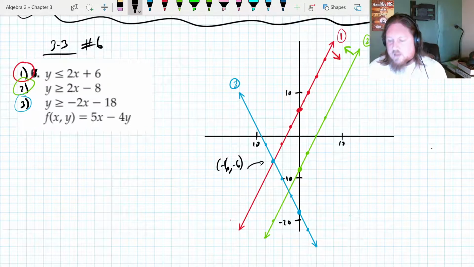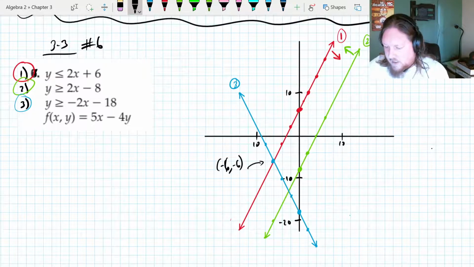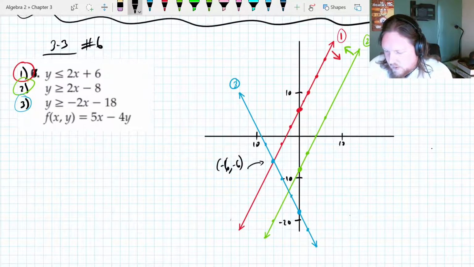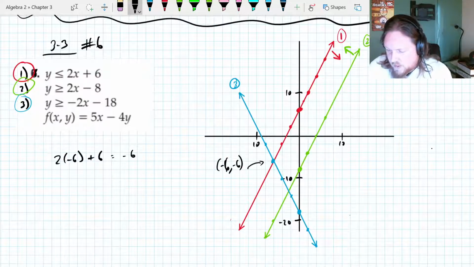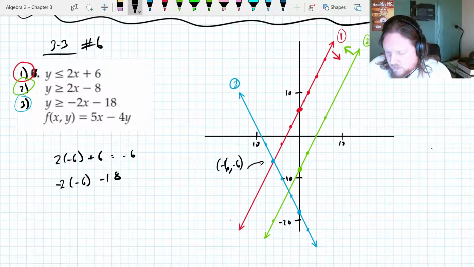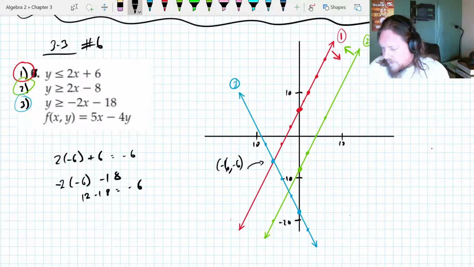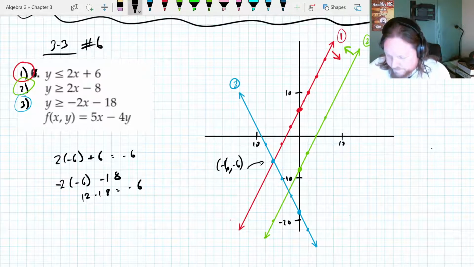And I could plug that into both those inequalities real quick to check it and make sure it works. 2 times negative 6 plus 6, that's negative 12 plus 6, or negative 6. Okay, so that one worked. And negative 2 times negative 6 minus 18, so that's positive 12 minus 18 equals negative 6. So yeah, this point works for inequalities 1 and 2.